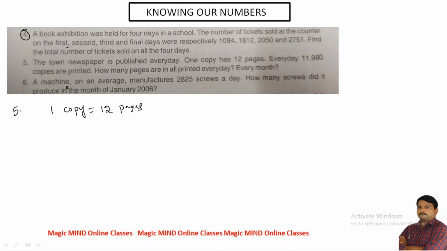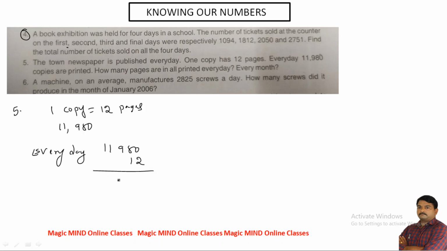Okay, no issue. So once again, read it yourself. Very easy question. A town newspaper is published every day. One copy has 12 pages. So every day 11,980 copies are printed. So total copies are how many? We have 11,980 copies. Therefore, how many pages are printed in all every day? So every day means, simply, what do you have to do? Every day means a total of 11,980 copies. Each has how many pages? Each copy has 12 pages.